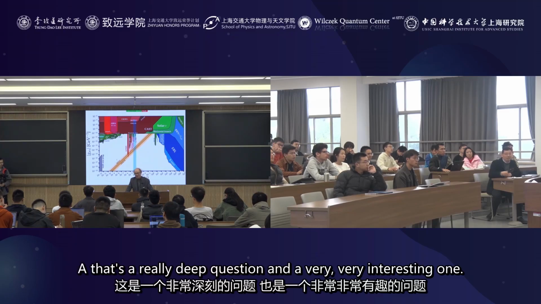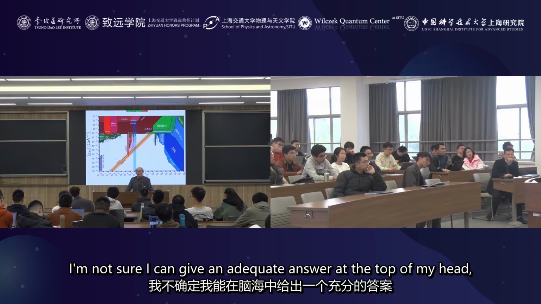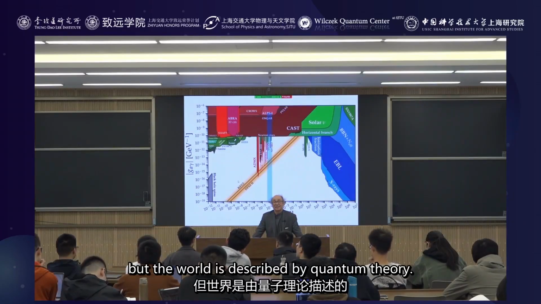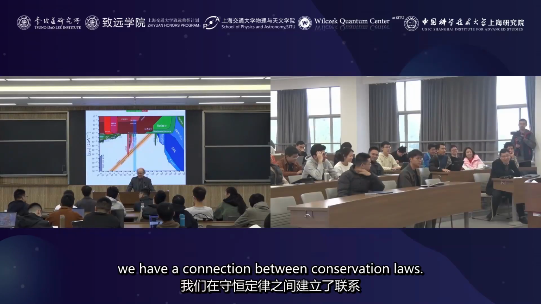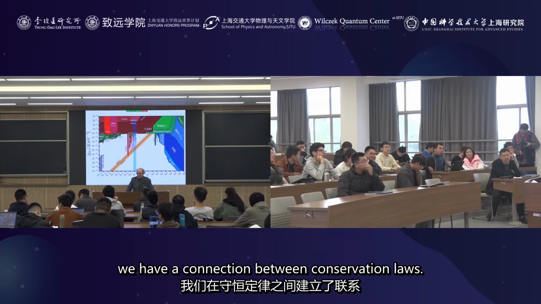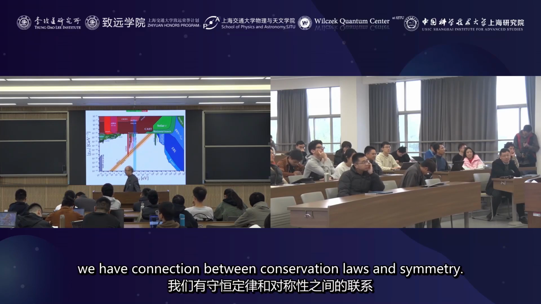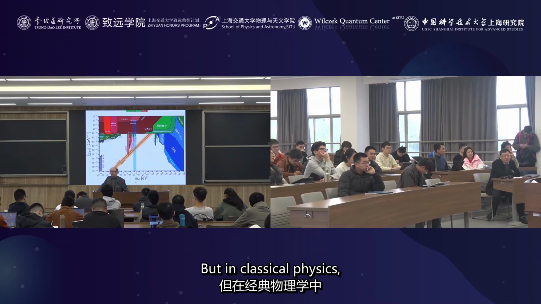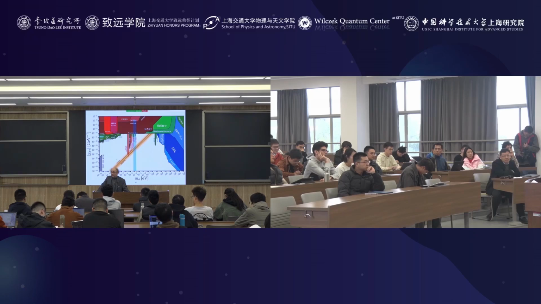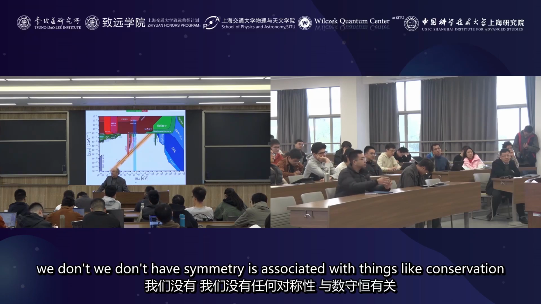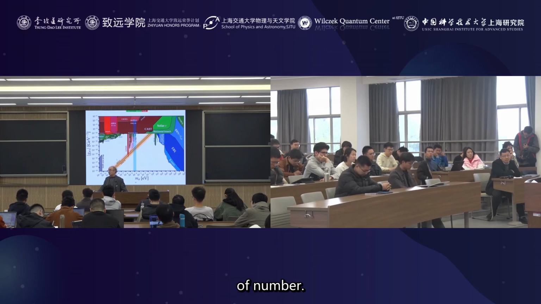Well, that's a really deep question and a very, very interesting one. I'm not sure I can give an adequate answer off the top of my head. But the world is described by quantum theory. And in quantum theory, we have a connection between conservation laws and symmetry. Well, also in classical theory, we have a connection between conservation laws and symmetry. But in classical physics, we don't have symmetries associated with things like conservation of number.